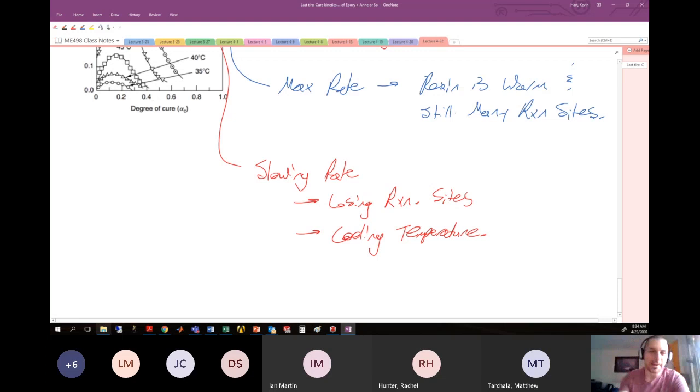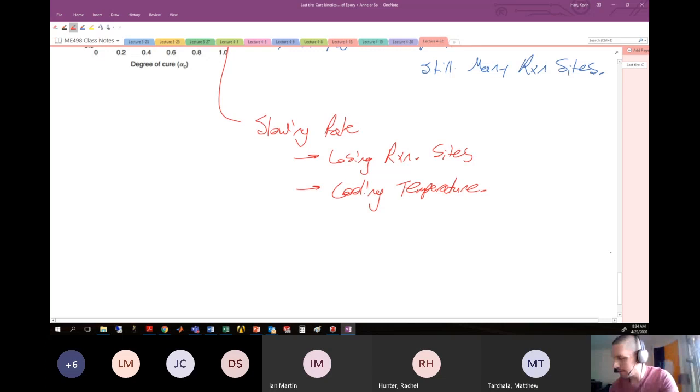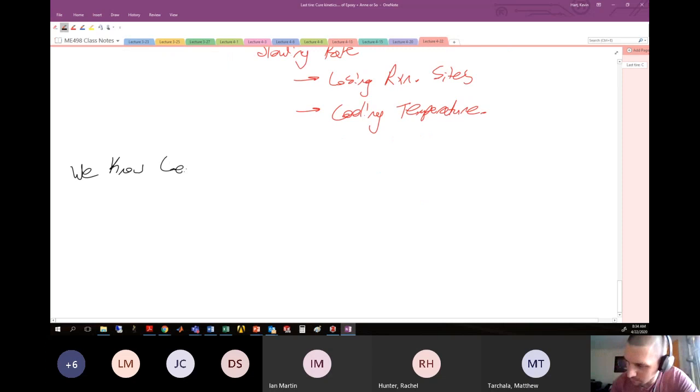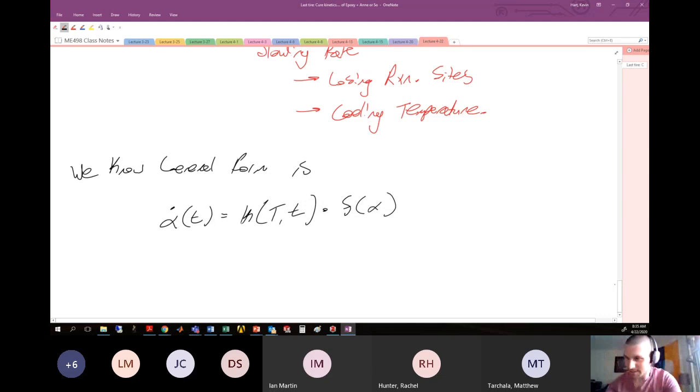So what do these functions actually look like? We know that we're governed by the general form: alpha dot of T is this rate constant K, which is a function of temperature and time, multiplied by some function of alpha. So what is this function of alpha? Well, these are sort of empirical models, based on experiment. Empirical, meaning they're based on experiment.